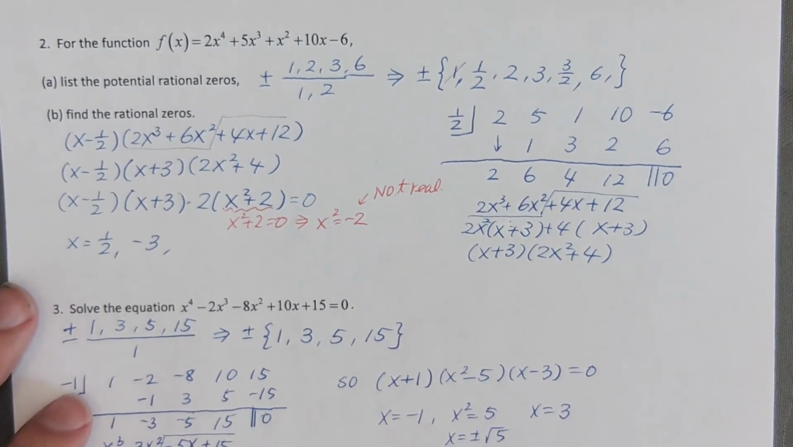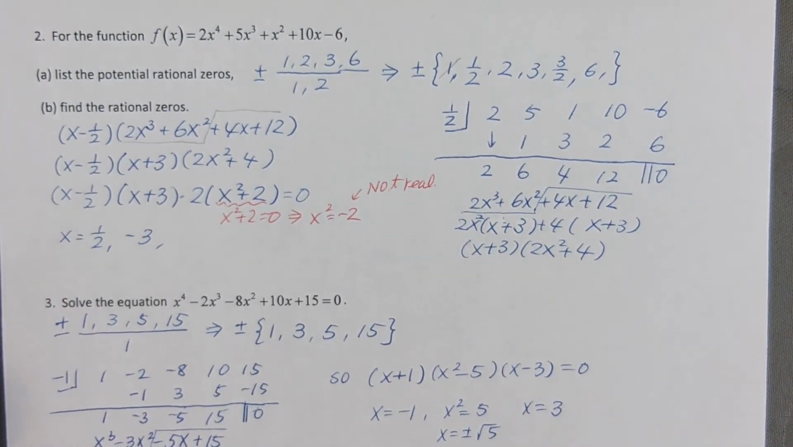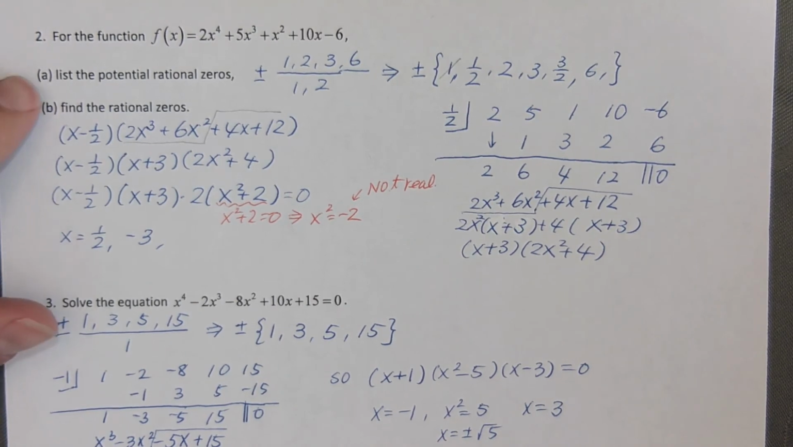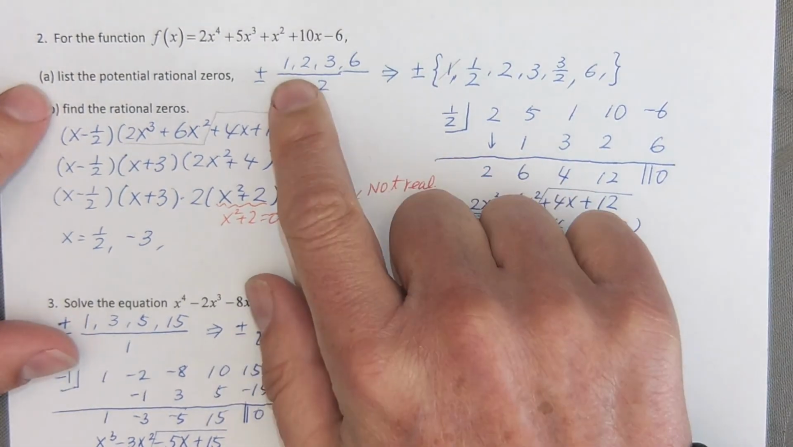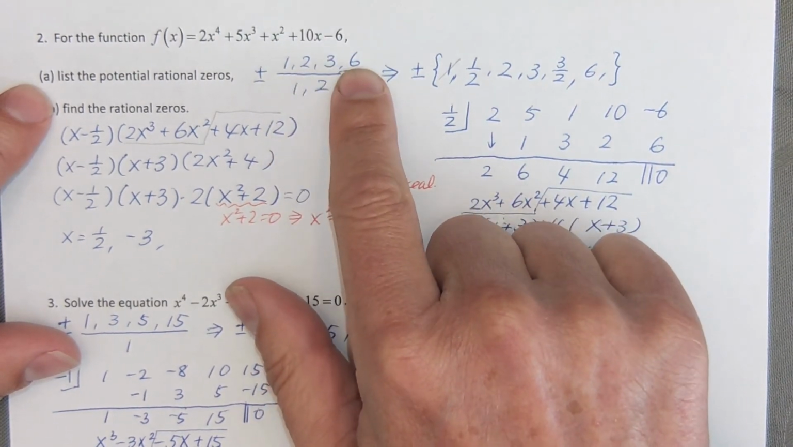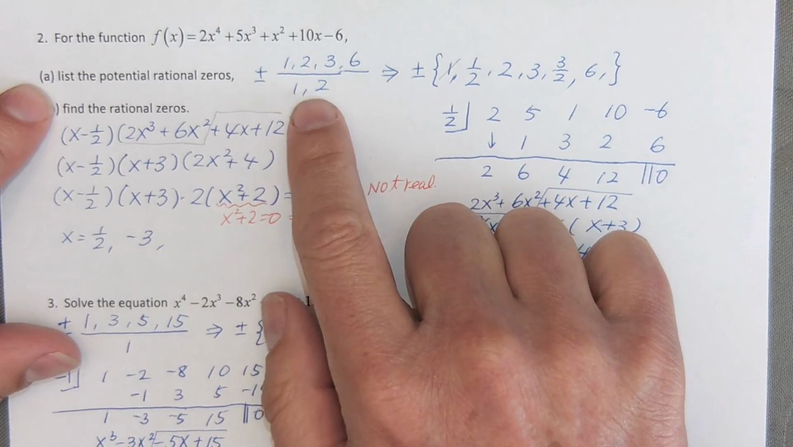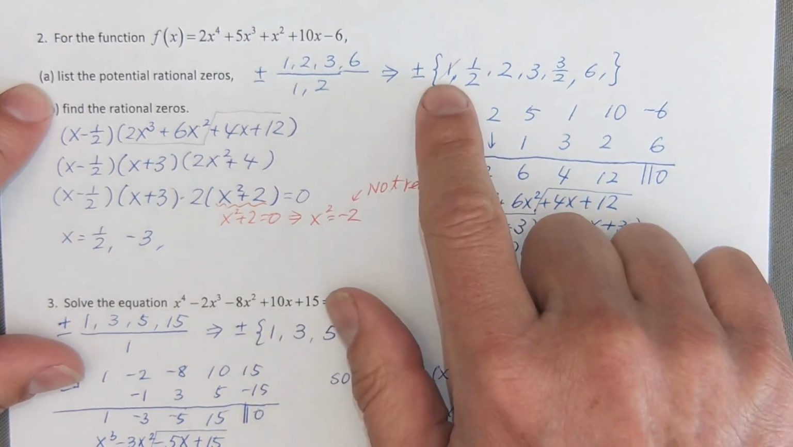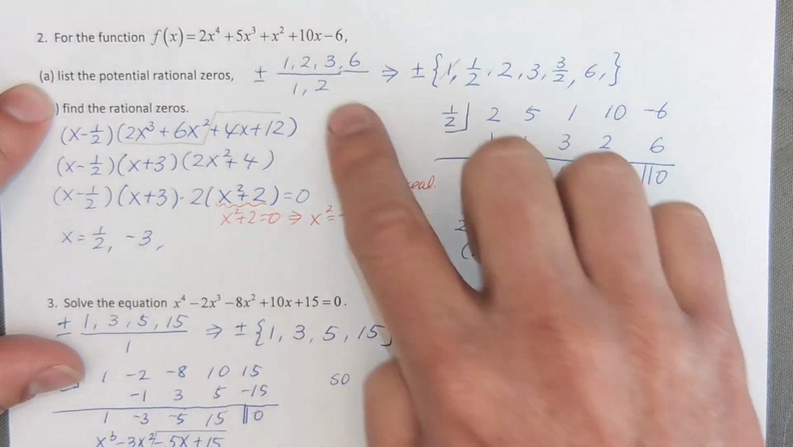All right, this is where it's going to be a lot of work. In fact, it's way more work than you even see here. So for number 2, we have our function. It's a 4th degree polynomial. And we're going to list all the potential rational zeros. And you can see the 6 is a multiple of 1, 2, 3, and 6. 2 is only of 1 and 2. So 1 over 1 is here, 1 over 2 is here.